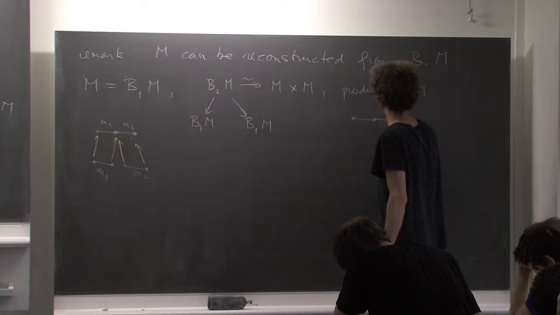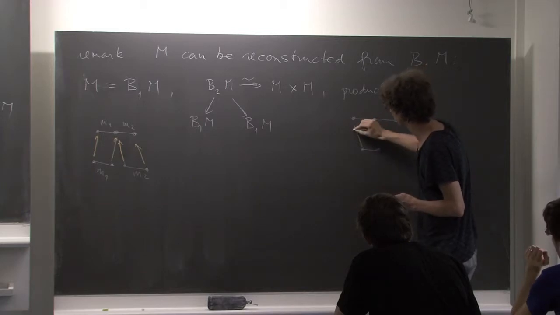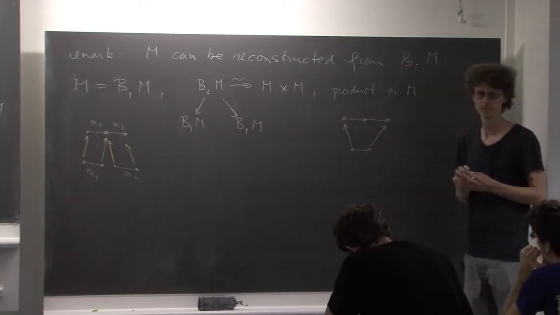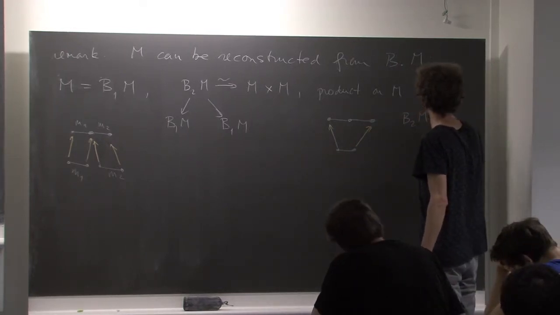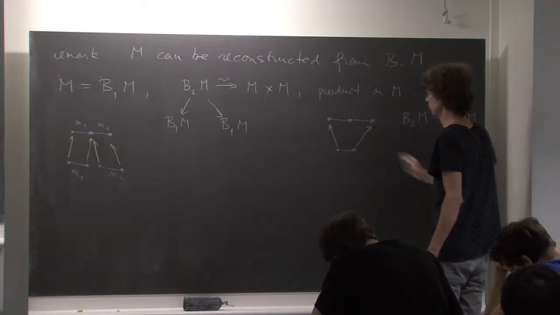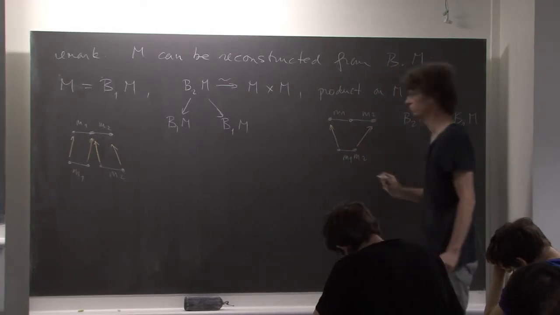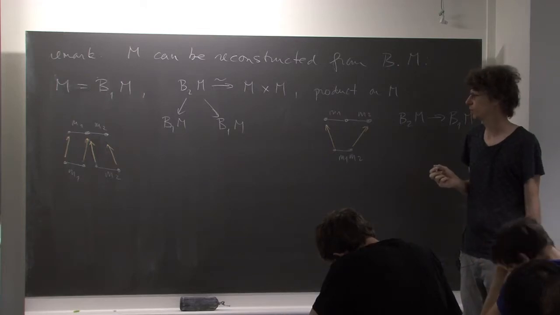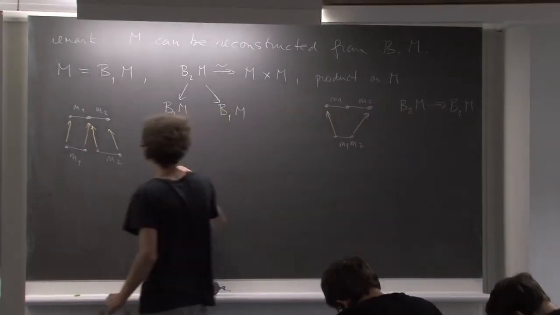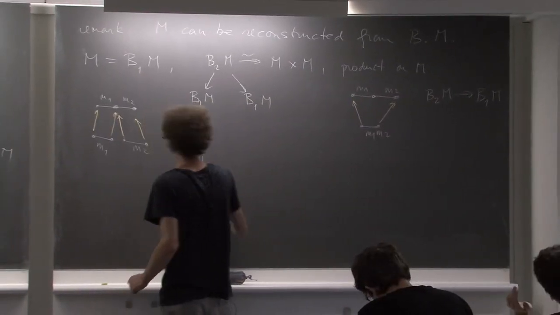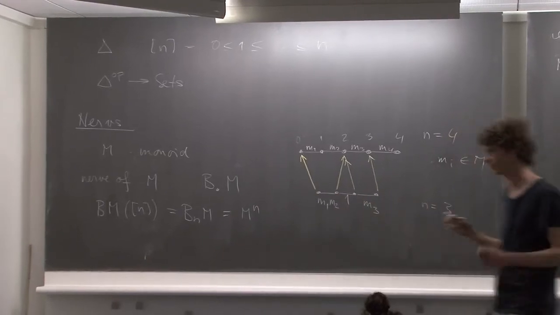Well, for that, we have this third possible reasonable map. When we take this morphism in the simplex category, it is going now again from B2M to B1M. What does it do? We take M1, M2, and here we get M1, M2. And probably if it's a monoid, I should also say who is the unit.